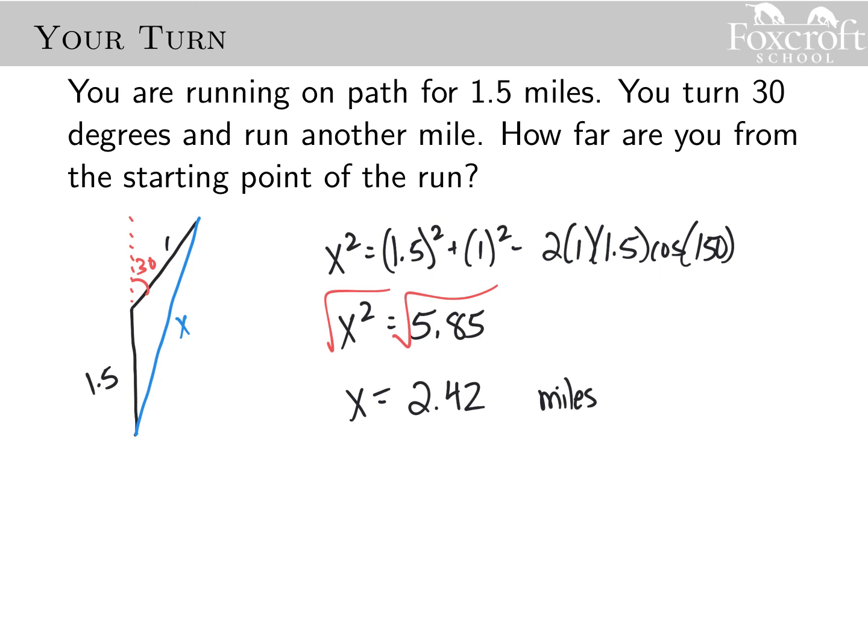And that makes sense for the problem because in total I ran 2.5 miles. Because of that little turn, I'm not that exact distance away from the starting point. So 2.42 miles makes sense. It's a little less than 2.5.